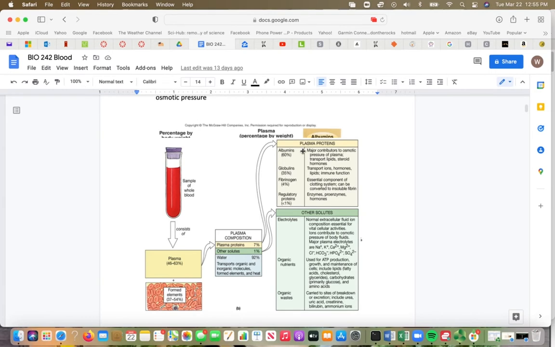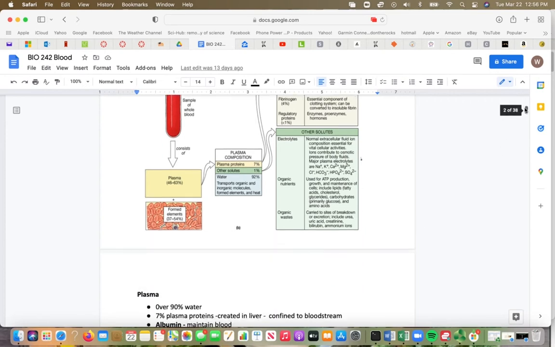When we look at those plasma proteins, albumin is the majority of it and helps to contribute to your osmotic pressure. Then you'll have the globulins, which are immune proteins, fibrinogen, which is helpful with clots, and other regulatory proteins. We do have some other solutes, your electrolytes, and various other organic nutrients. So it can be fatty acids, cholesterol, carbohydrates like glucose, other amino acids, and then your organic wastes that are going to eventually get excreted, things like urea, uric acid, creatinine, bilirubin, and ammonium, which will be found in the blood.